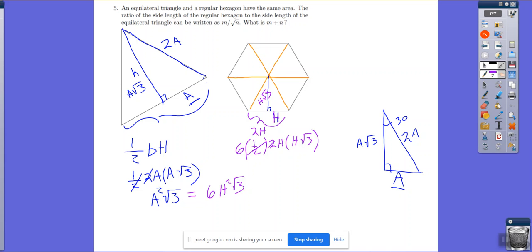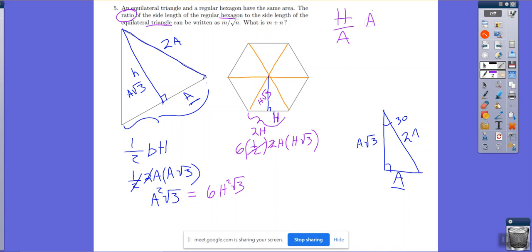And we don't have to find a, we don't have to find h, we just need to find h over a. That's what we need to get to, because remember, it wants a ratio of the hexagon to the triangle. So we're just trying to find h over a. All right, so I'm going to write my equation up here so I have a little more room.